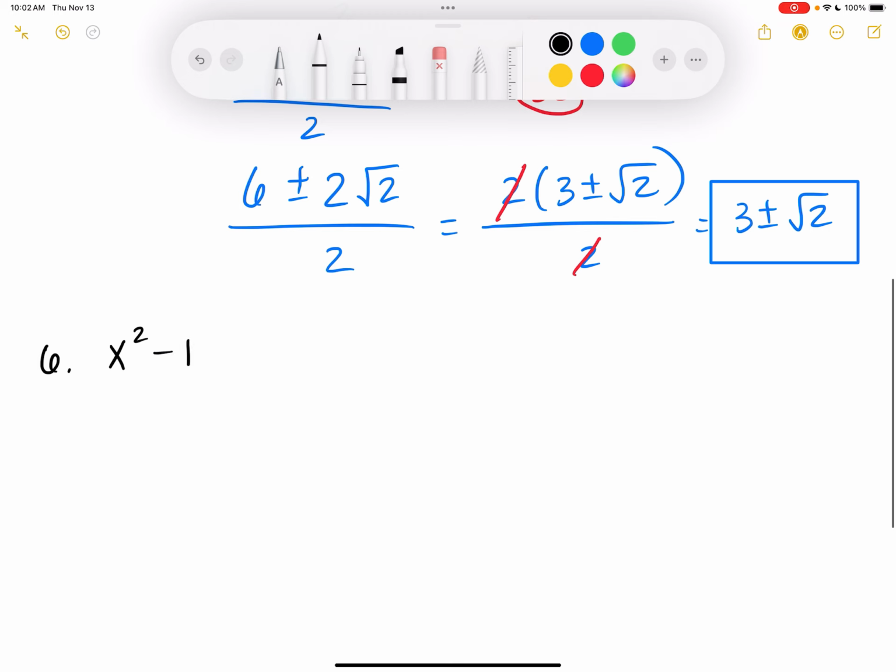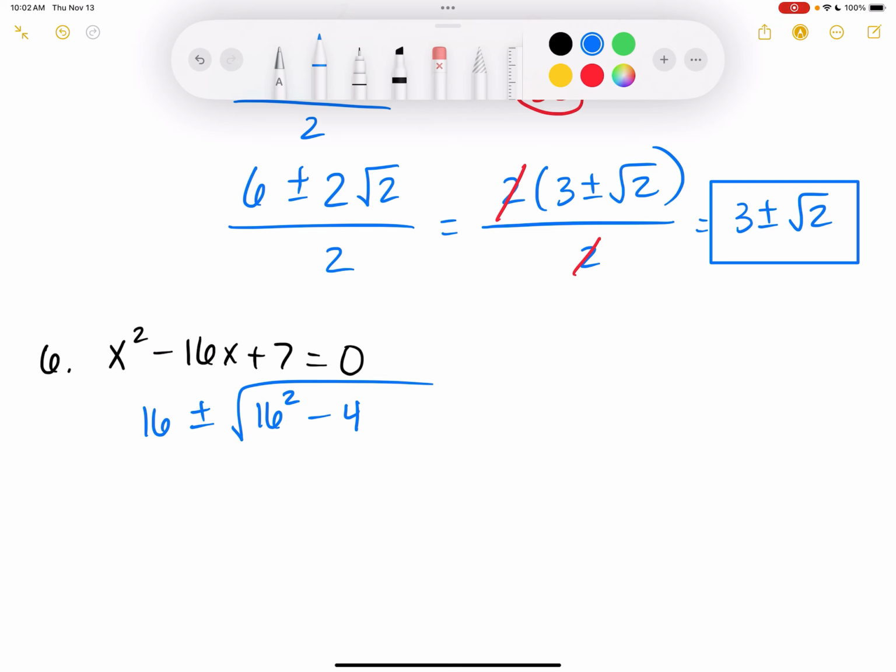X squared minus 16x plus 7 equals 0. So I've got negative b, but my b value is negative, so it's going to be 16 plus or minus the square root of 16 squared. If you know what that is, you can go ahead and write it as that, or you can leave it as 16 squared. Minus 4 times a is 1. I'm not even going to write it. C is 7. Over 2. Yep, just over 2 because a is 1.